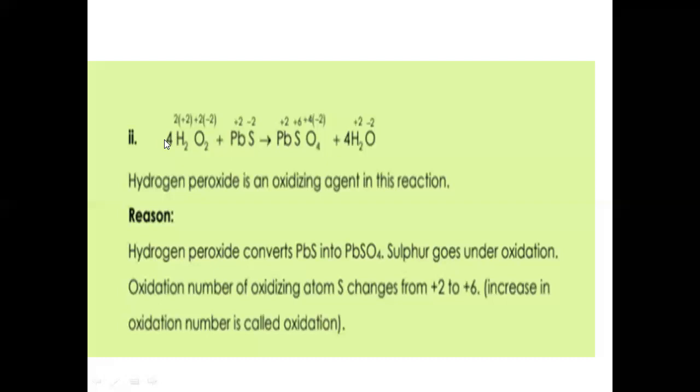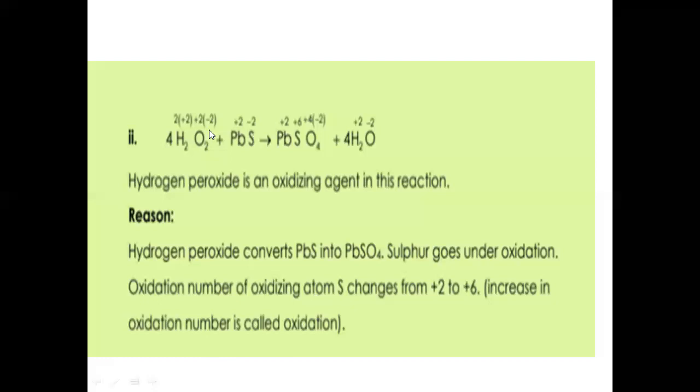So hydrogen peroxide converts lead sulfide into lead sulfate. Sulfur undergoes oxidation because from -2 it is converted into +6. Sulfur undergoes oxidation. The oxidation number of the oxidizing atom, sulfur, changes from -2 to +6, and an increase in oxidation number is called oxidation. So we can say that sulfur, as it is oxidized, will act as a reducing agent.